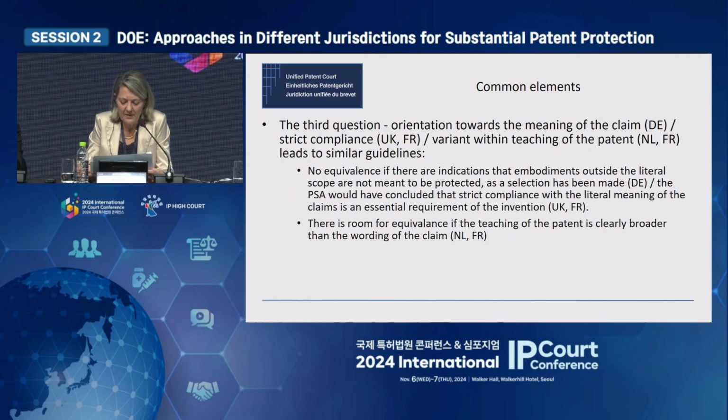The third question, the orientation towards the meaning of the claim in Germany, or strict compliance with the language, or the variant must be within the teaching of the patent in the Netherlands and France, leads to similar guidelines. So there is no equivalence if there are indications that embodiments outside the literal scope are not meant to be protected, because, for instance, a selection has been made, or the skilled person would have concluded that strict compliance with the literal meaning is an essential requirement. But there is room for equivalence if the teaching of the patent is clearly broader than the wording of the claim.